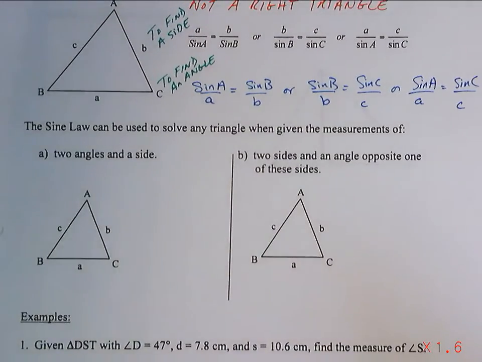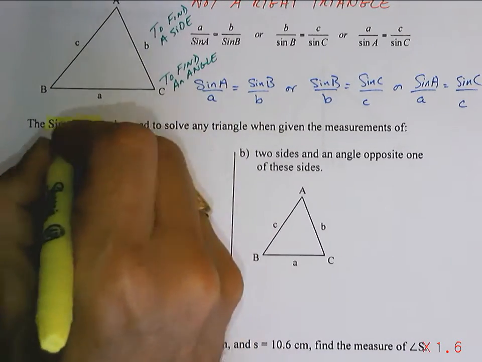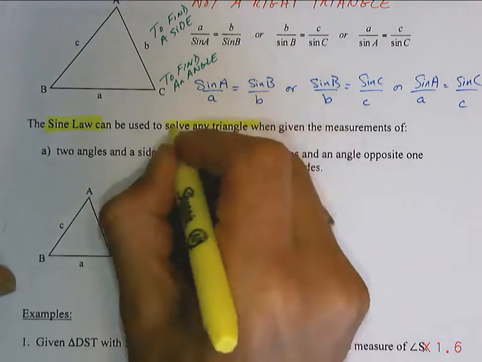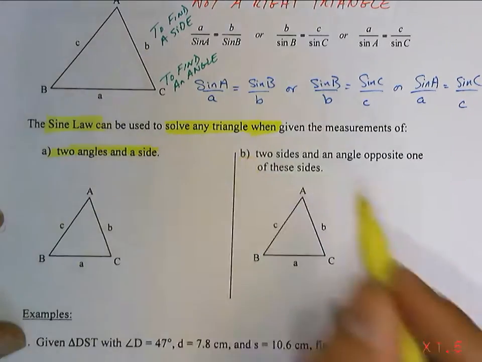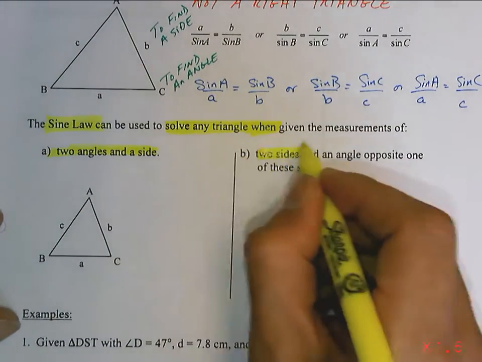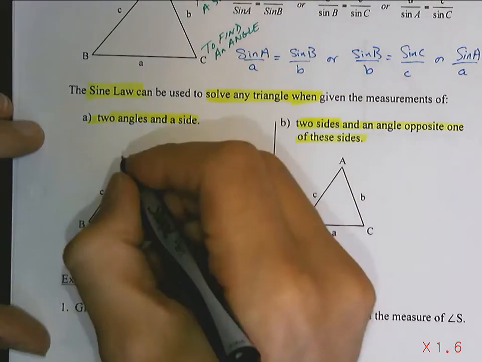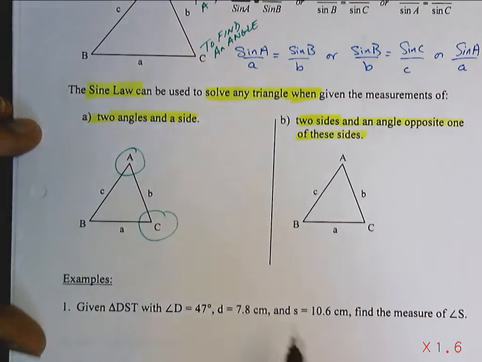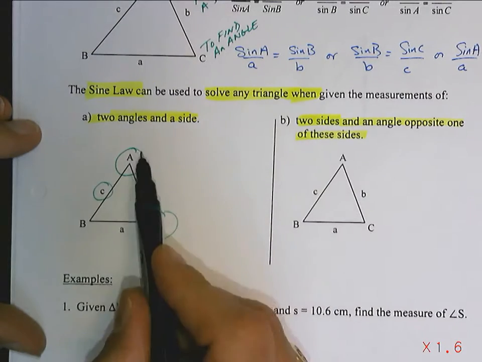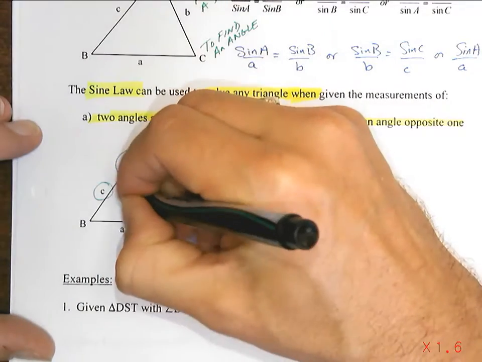So, the sine law itself can be used to solve any triangle, not just, we're not working with right triangles here, because it can be used to solve any triangle when two angles and a side are given, or two sides and an angle opposite one of the sides. So there's two different cases here. We can use the sine law when I have two angles. So let's say I give you that angle, and I give you that angle, and any other side. Let's say this side. So I gave you two angles, and I give you one other side. We can use the sine law. Let's see.